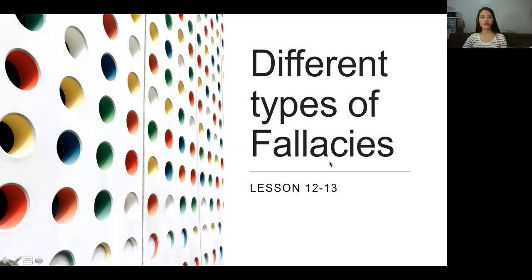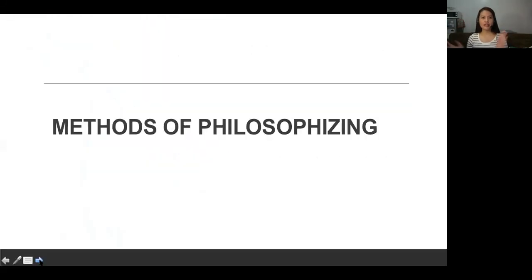Okay? So, lesson 12 to 13. Last meeting, our topic was about methods of philosophizing. We have 4 methods of philosophizing. First is the Socratic method. Second is the method of doubt. Third is the scientific method. And fourth is the historical method. Okay, we also differentiated inductive and deductive reasoning and argument.